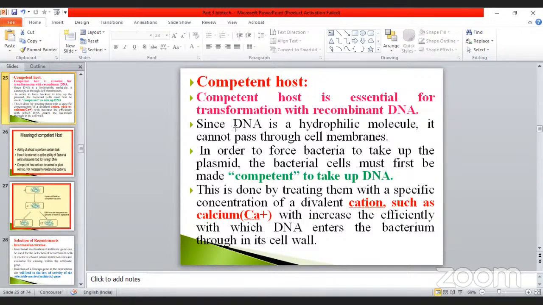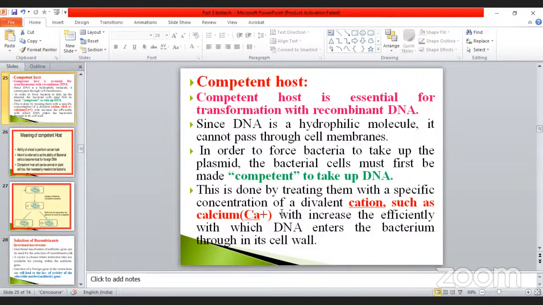A competent host is essential for the transmission of recombinant DNA. Since DNA is a hydrophilic molecule, it cannot pass through the cell membrane. In order to force bacteria to take up the plasmids, the bacterial cell must first be made competent to take up DNA. Competent means it accepts the DNA molecule from the donor. That is very, very important. This is done by treating them with a specific concentration of divalent cations such as calcium. This is very, very important, my dear students. Many times this question was asked. The competent host is treated with divalent calcium ion.